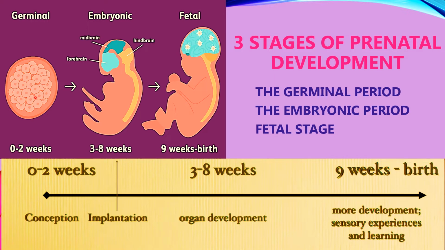So here the zygote gets implanted to the uterus. Once the zygote is implanted, the embryonic period starts. So it lasts from 3 to 8 weeks. Upon implantation, this multicellular organism is called an embryo. Here it was called zygote and here it is known as the embryo.